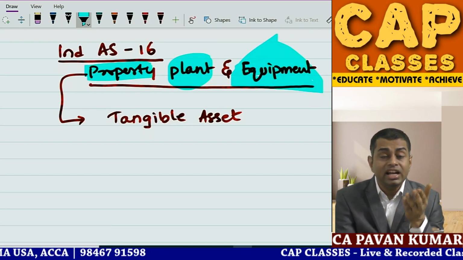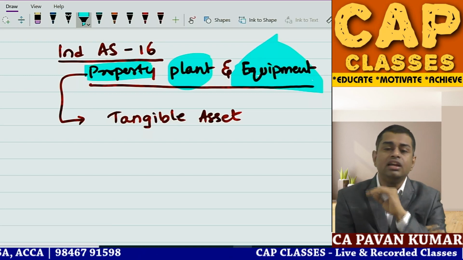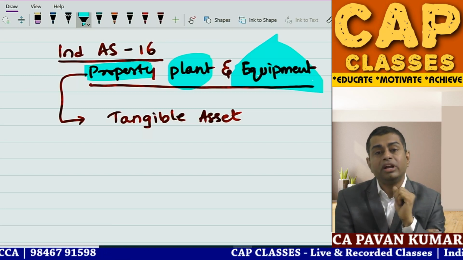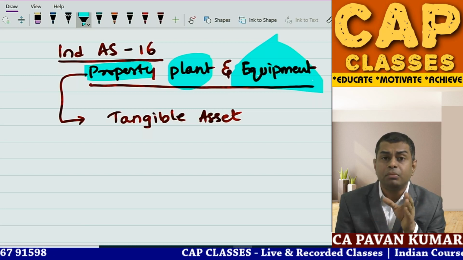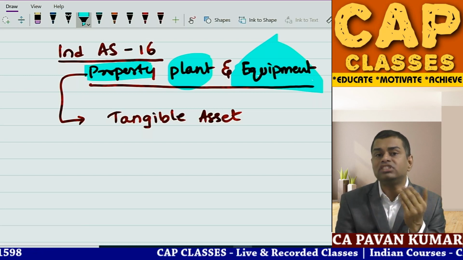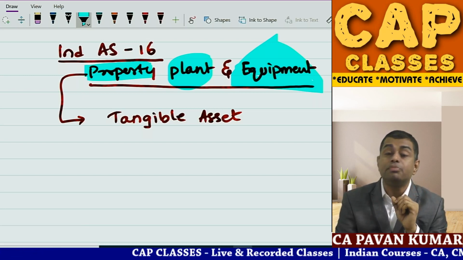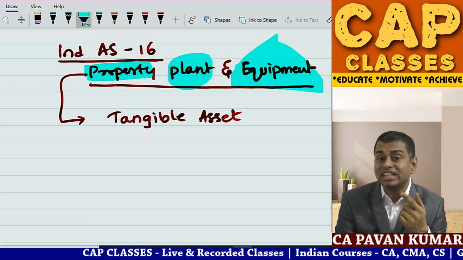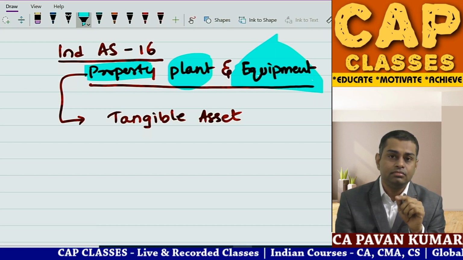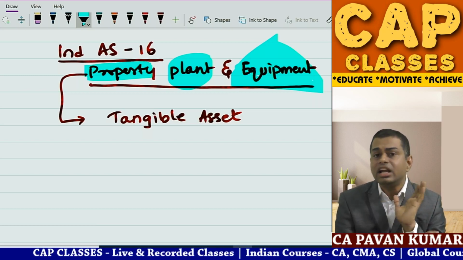You might have studied in Schedule 3 financial statements, where you might have used property, plant and equipment. This is international language which we started using from 2017. Before 2017, in India, we used the word fixed assets. That is the reason accounting standard 10 originally was fixed assets, then it became AS 10 property, plant and equipment.